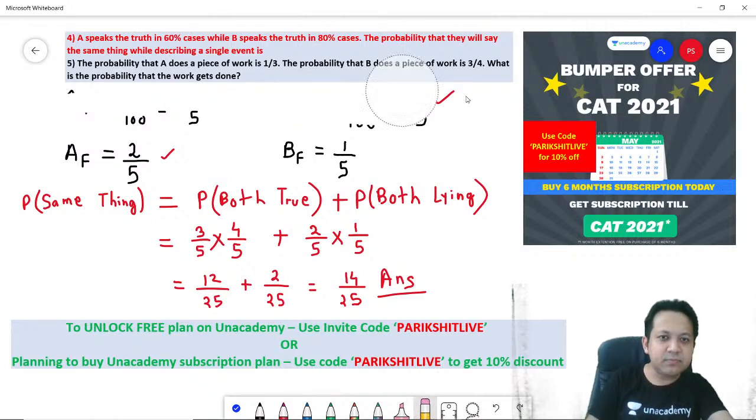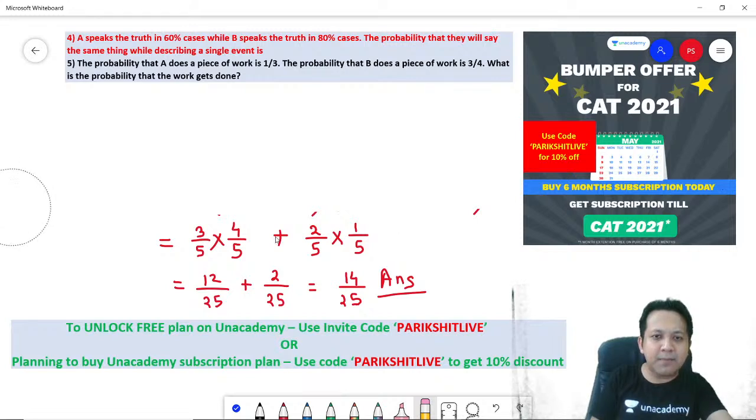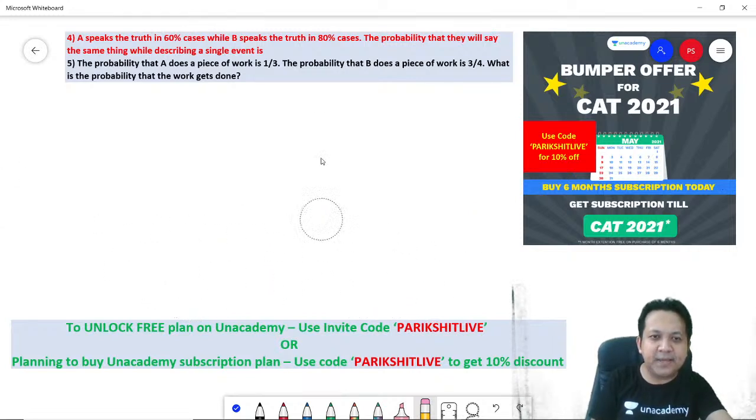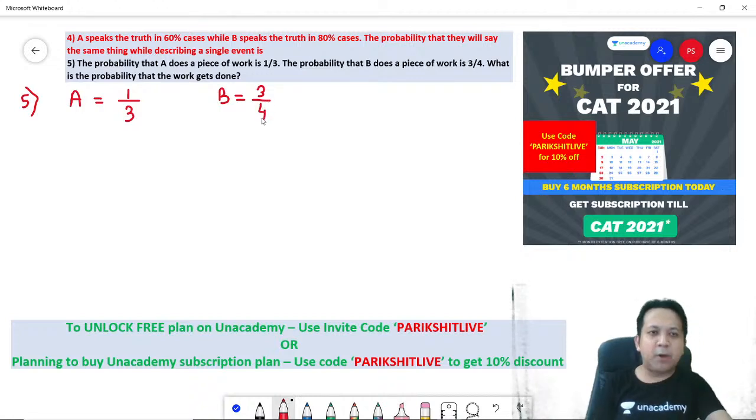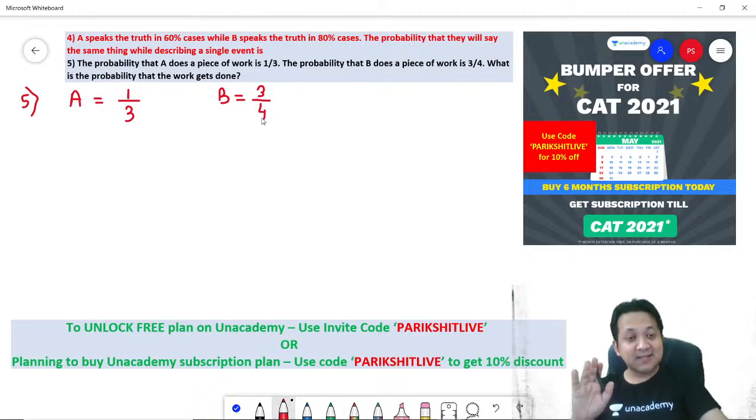Okay. Number 5. The probability that A does a piece of work is 1 by 3. So let's write it down. A doing a piece of work is 1 by 3. The probability that B does a piece of work is 3 by 4. What is the probability that the work gets done?